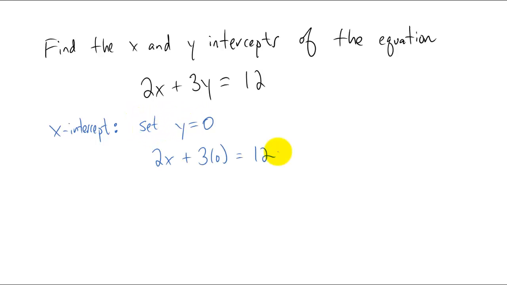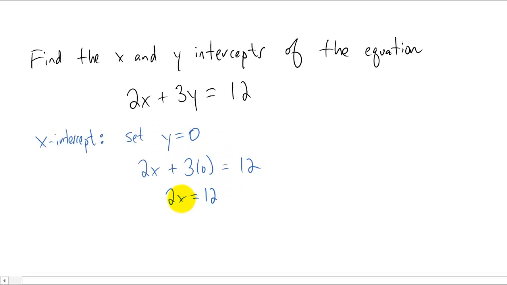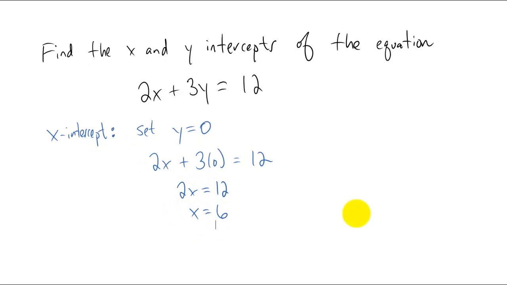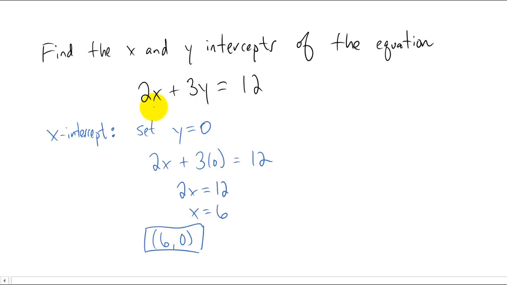If we plug y = 0 into our equation here, that term goes to 0, and we're just left with 2x = 12. Divide both sides of this equation by 2 to get x = 6. So we know that when y = 0, x = 6. That x and y value gives us a point. The point is (6, 0). And that point is the x-intercept for this graph.